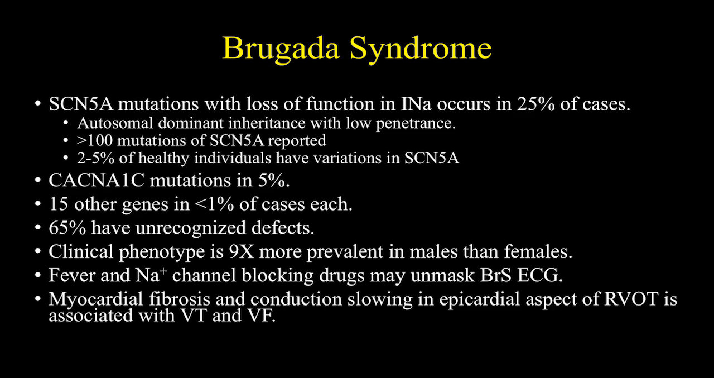The important thing about Brugada is that it really is male dominant. Males are 9 times more likely to have the Brugada phenotype, the EKG, than females. And that's probably because of the testosterone effect. Fever, as I said, and sodium channel blockers will make it worse. It often has significant myocardial fibrosis and conduction slowing on the epicardial surface of the RV outflow tract, and that's associated with VT and VF, as I'll show you.